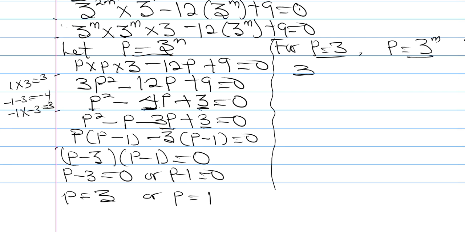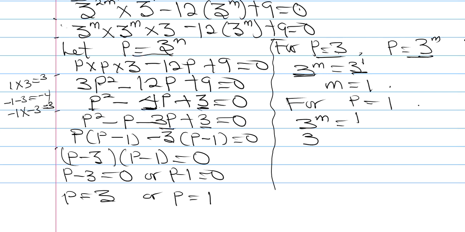I can say 3 raised by m equal to what, 3 raised by m, because 3 simply means 3 raised by 1. This one cancels. My m is equal to 1. Now similarly, for p equal to 1, you can also have 3 raised by m equal to 1. Here you can see 3 raised by m equal to 3 raised by 0. It means my m is equal to 0, or m is equal to 1, right? M is equal to 1.